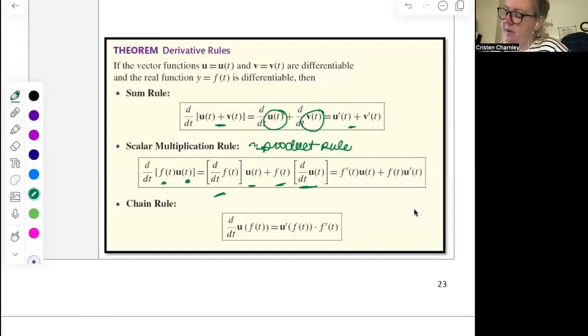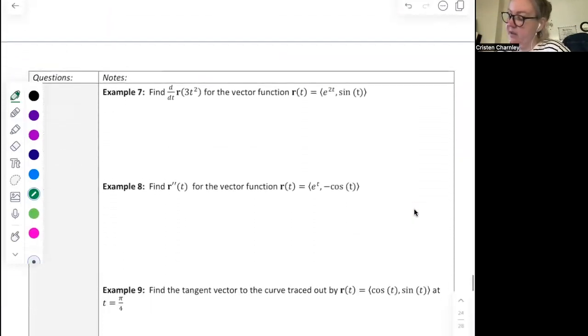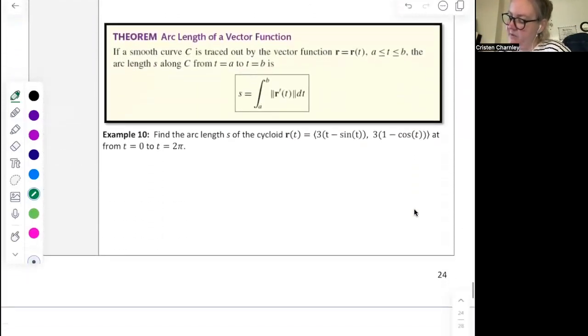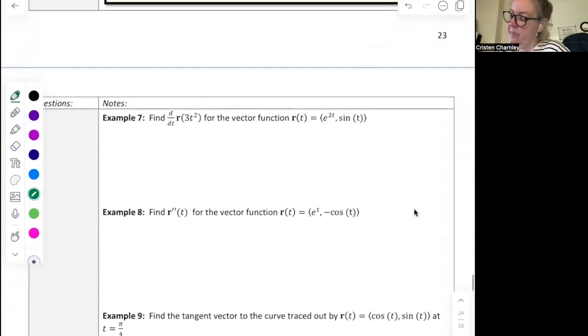Or close to your product rule. And then the chain rule: if you have a function inside of your vector, you would have the derivative of the outside of the same thing and then multiply by the derivative of the inside. So here we go. I think I've got a few more examples for you. Yes, we do, and that'll be it.